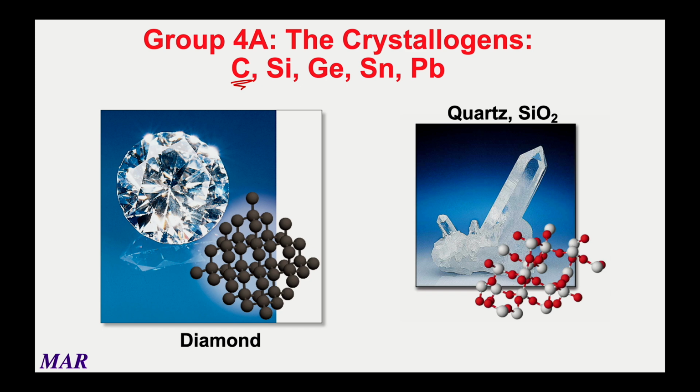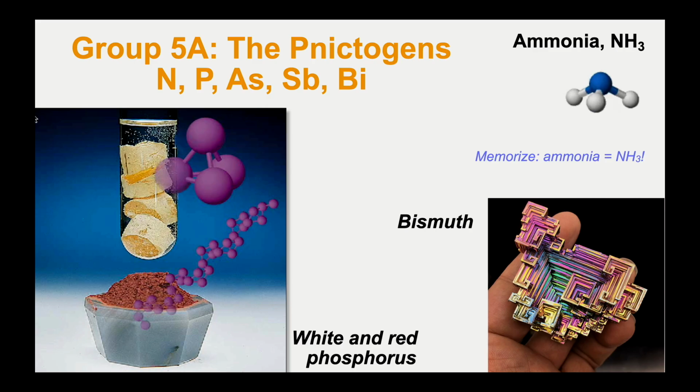Of course, lead was used for plumbing. That's where the word plumbing comes from, plumbum, which is lead. Lots of cool things. Crystallogens is their official name. I think I'm saying it right. Maybe I'm not.